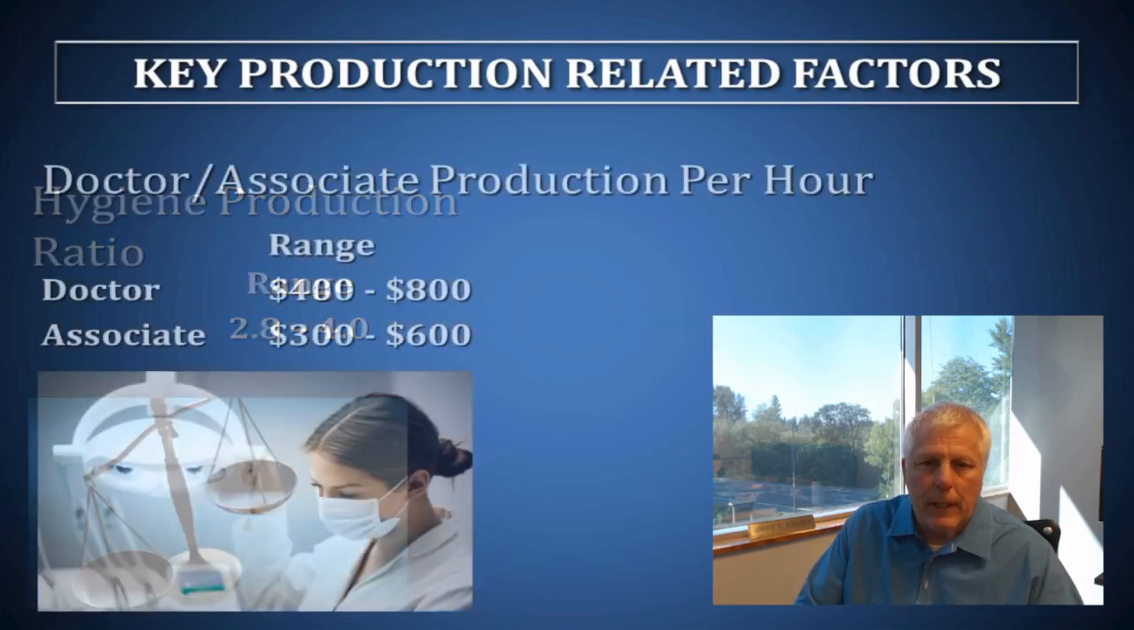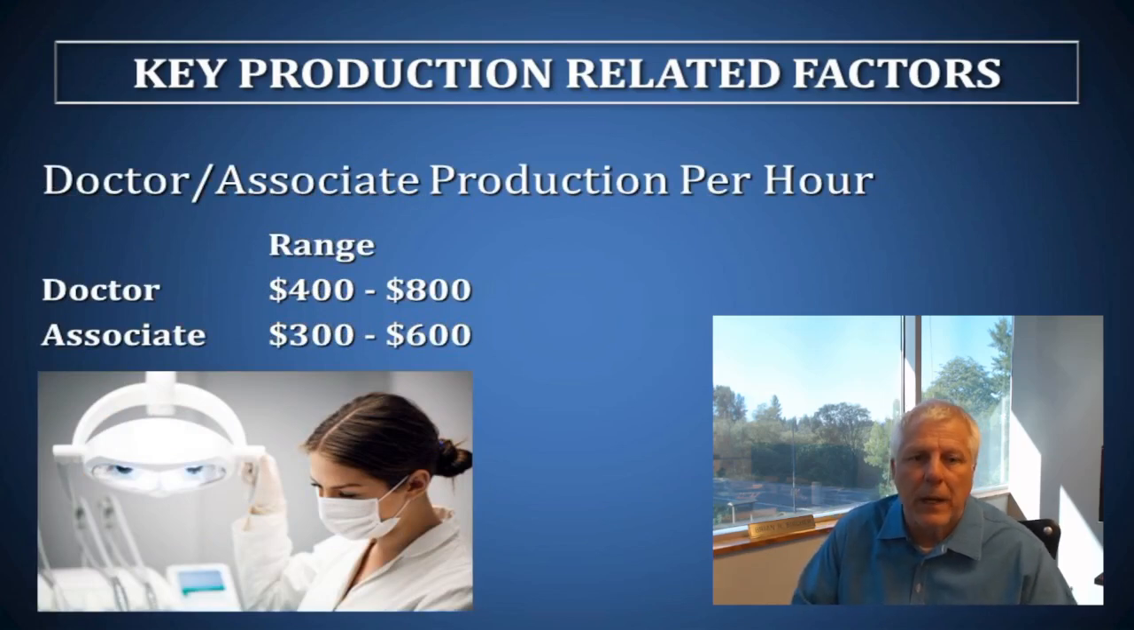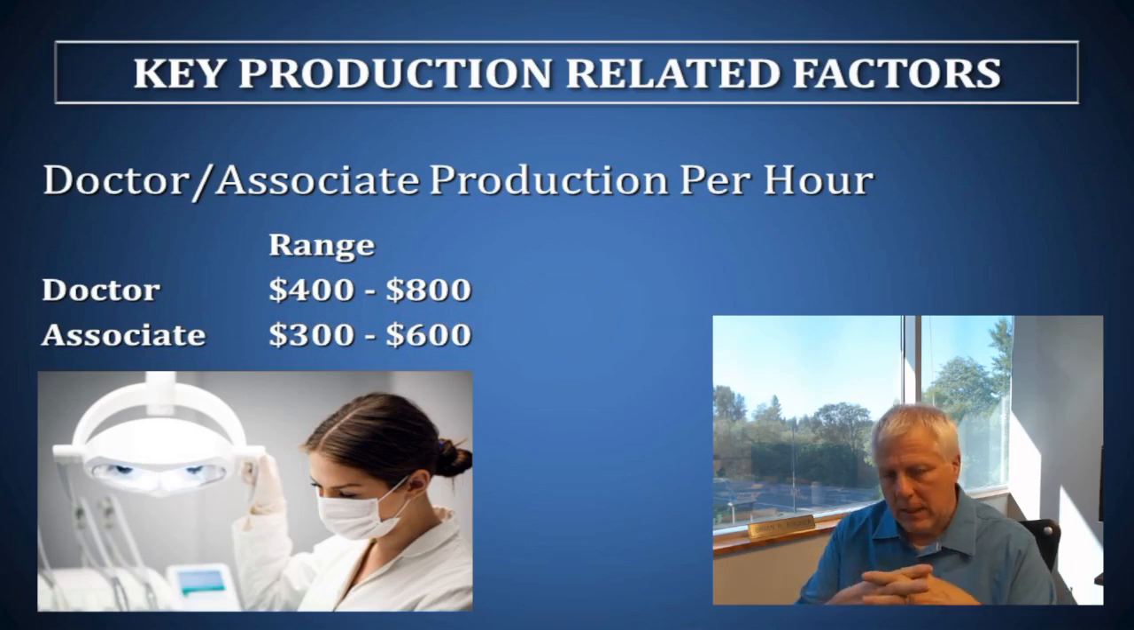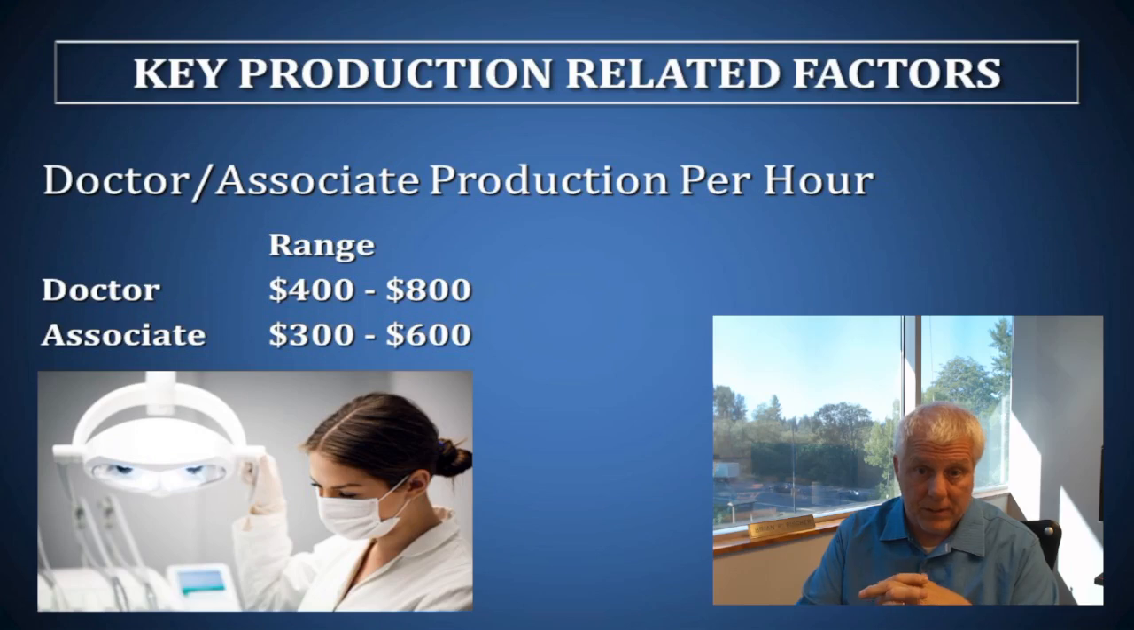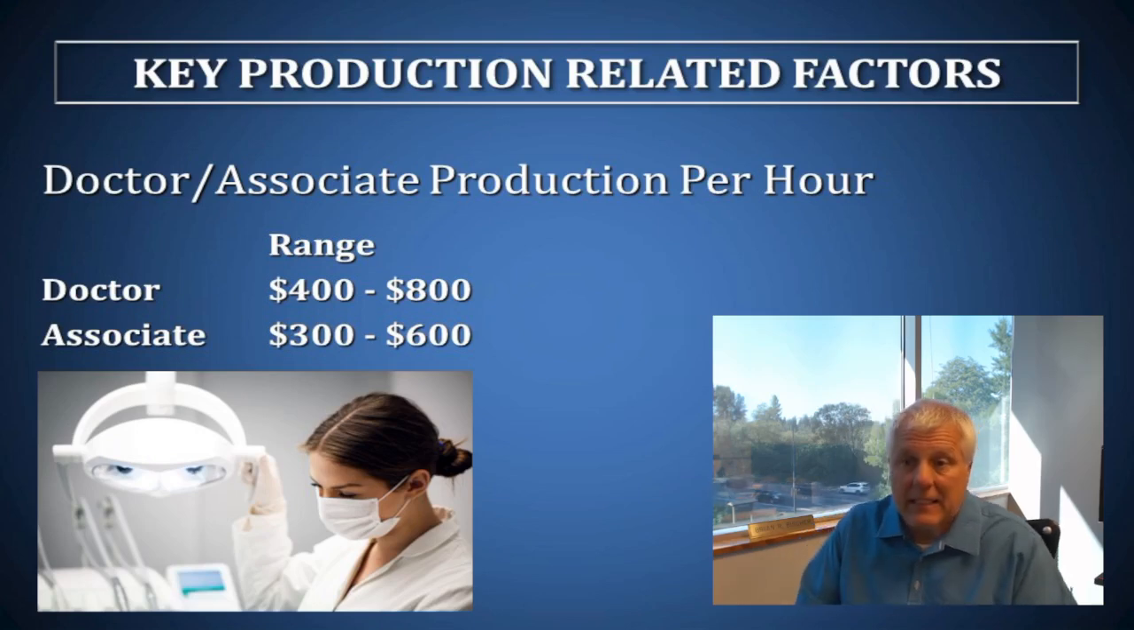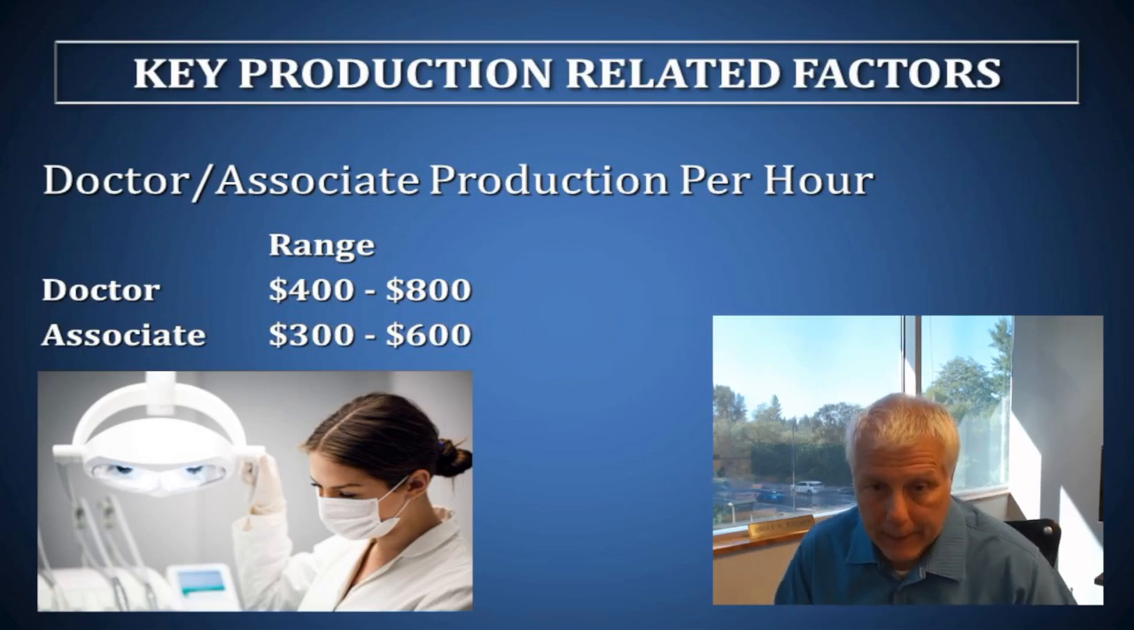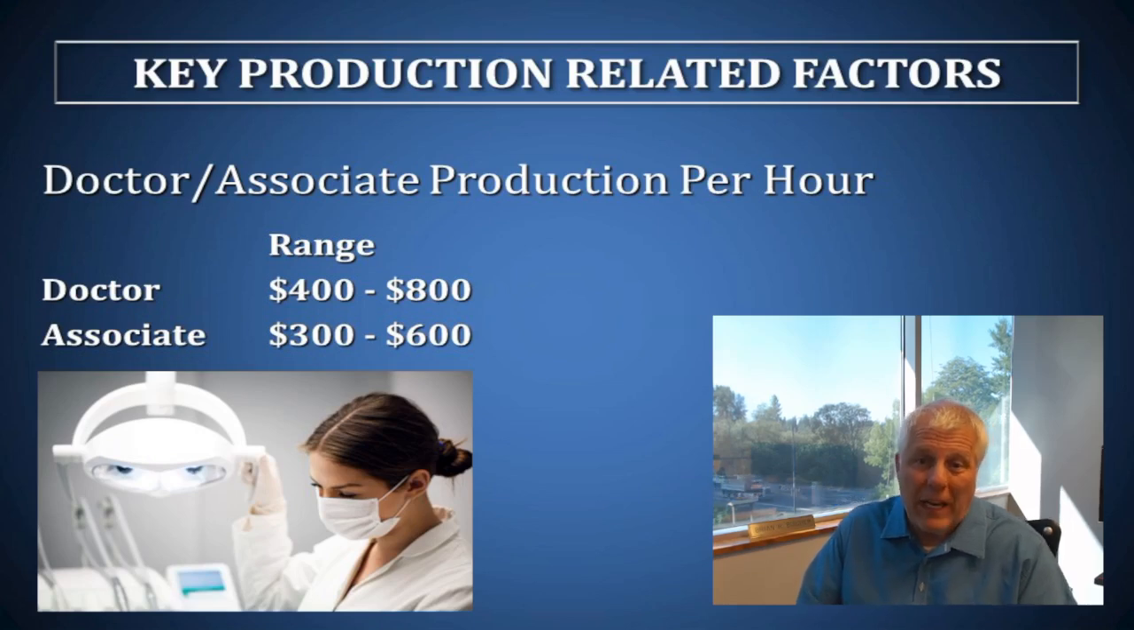Something to think about: doctor and associate production per hour. When I do a key factor report, one of the things I look at is the doctor production per hour, because I know, again, it's just math. If the doctor is at $400 an hour, I can almost guarantee you their overhead's going to be higher than somebody who's at $800 an hour, because it's the same staff. It's just more production flowing through in an hour. It's not necessarily even any more patients. It's just procedures being done and so forth.